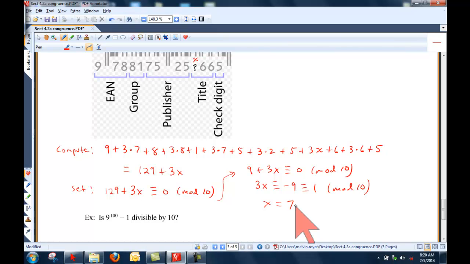So not only can an ISBN detect errors, like if I had put a 6 here, then I would have gotten an incongruence and been flagged as an invalid ISBN. But occasionally, like this, I can even recover what the digit was if I am just missing one.